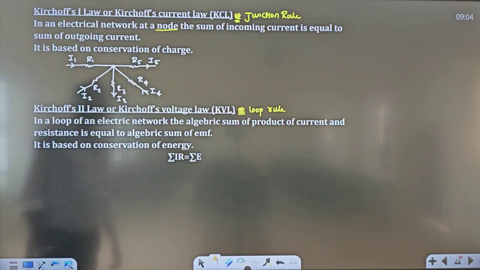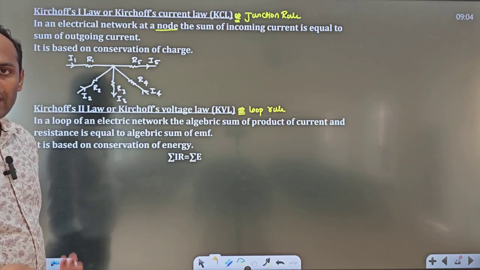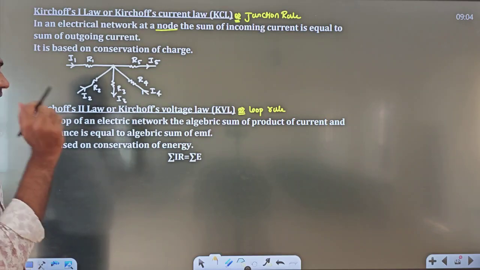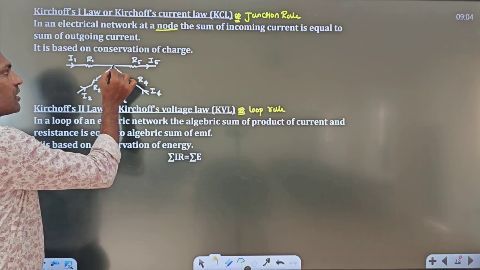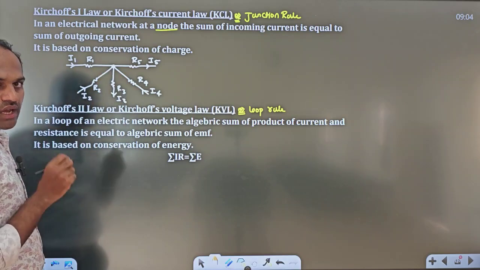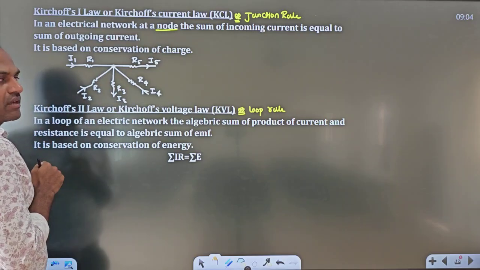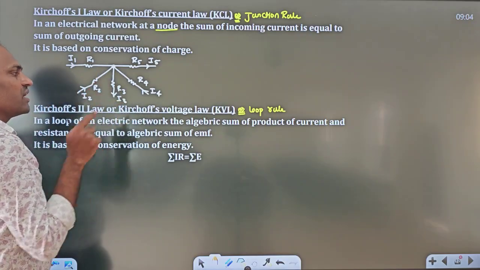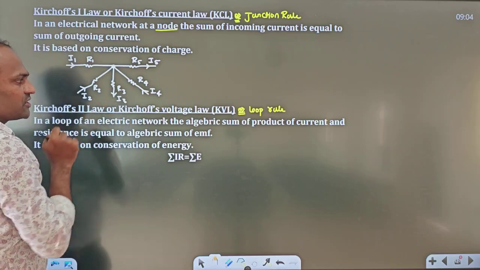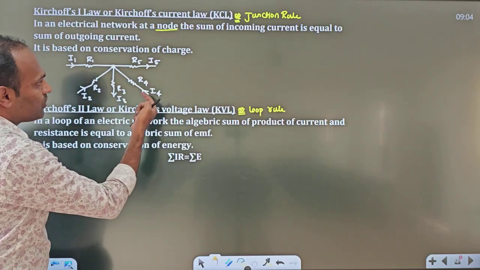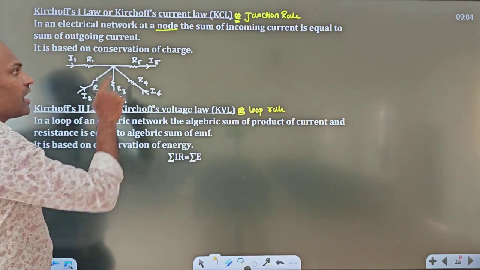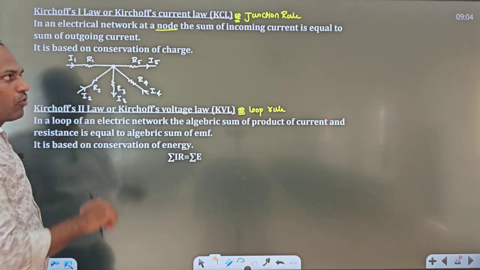So here you have to identify the incoming and outgoing currents. Currents which are flowing towards the junction are called incoming currents. I1 is flowing towards the junction, it is incoming. I2 towards the junction, incoming. I3 away from the junction, outgoing. I4 towards the junction, incoming. I5 away from the junction, outgoing.